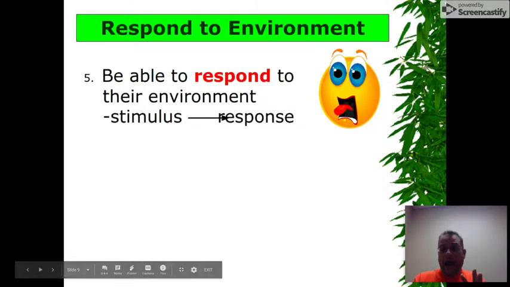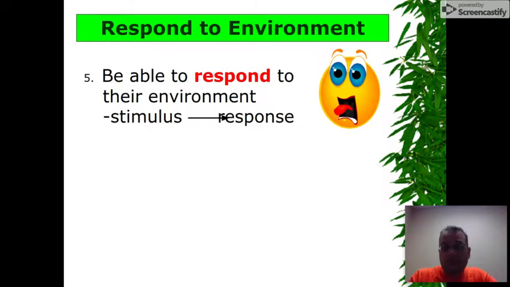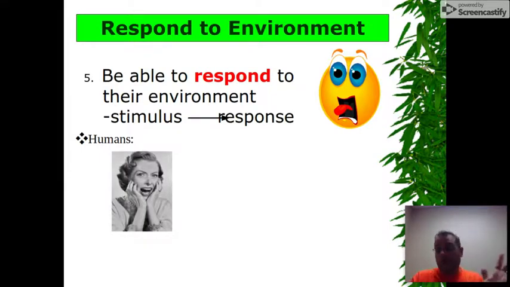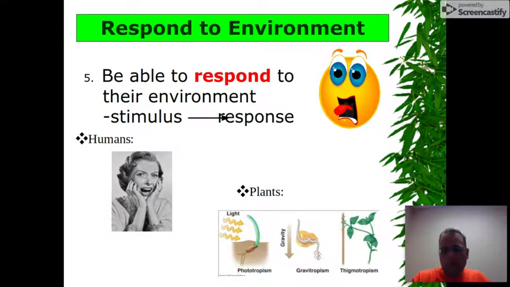Number 5, you need to be able to respond to your environment. So this is like a stimulus and response. In humans, we sometimes get scared at movies. Ooh, big bad man. Plants will react. If you don't give them enough water, they start to shrivel and droop. They get water, and they perk up. We'll talk a little more about that with homeostasis. If you get hot, you want to pull your hand away from the burn. If things are loud, you react. So you're reacting to your environment.